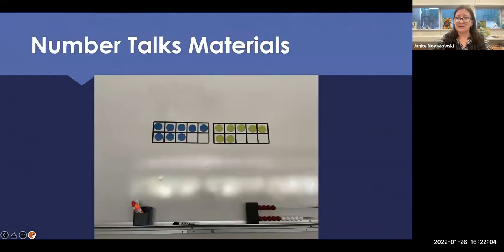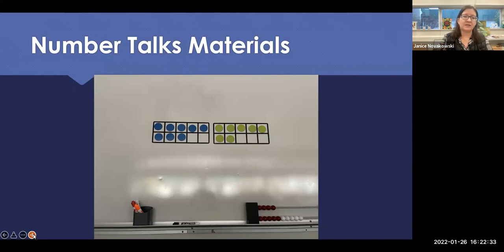Some basic materials that you need for number talks are a whiteboard, some whiteboard markers, and then magnets of some sort to help demonstrate strategies that students are explaining or to provide a visual scaffold to students. So these are 10-frame magnets here. Just the individual circular magnets can also be used for multiplication and division and thinking about arrays. You can also use a chart stand as well.